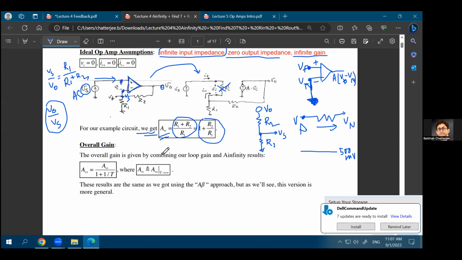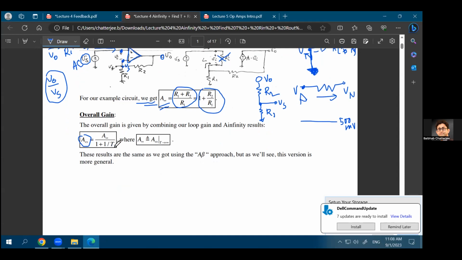So in the loop gain based method, the overall gain AVS is A infinity divided by 1 plus 1 over T. Which means that your A infinity is AVS when T is tending toward infinity. If T tends to infinity, this second term in the denominator goes away. So A infinity becomes almost equal to AVS when T is going toward infinity. Now the question is, what is T? T is actually equal to your A beta. T is called the loop gain.